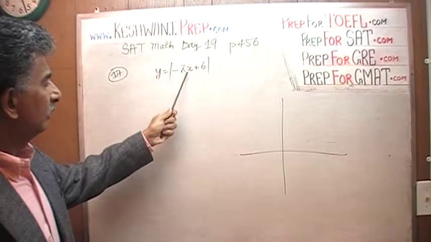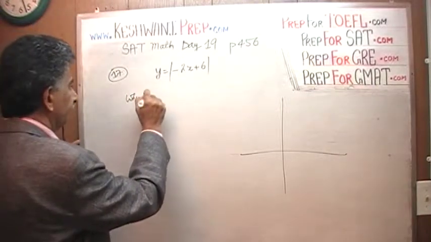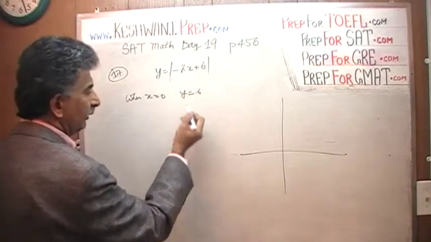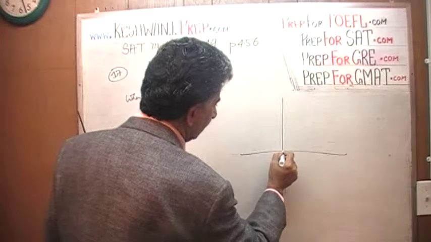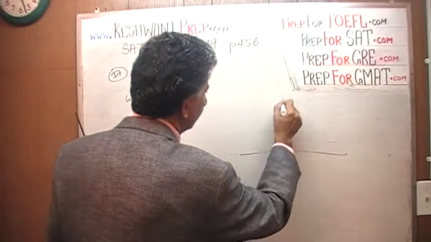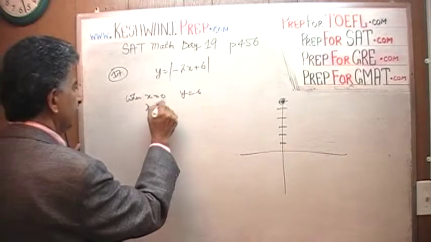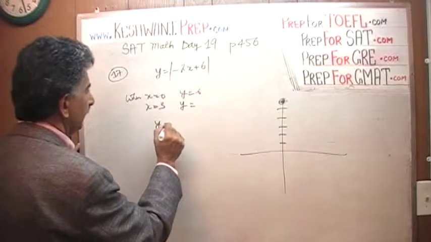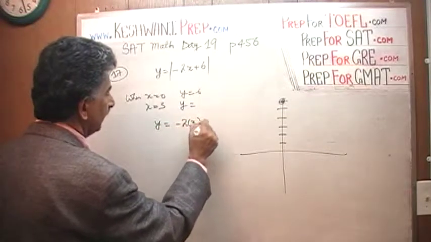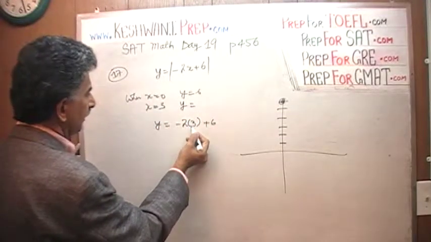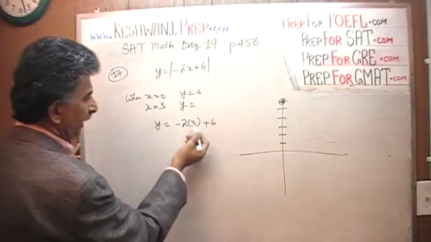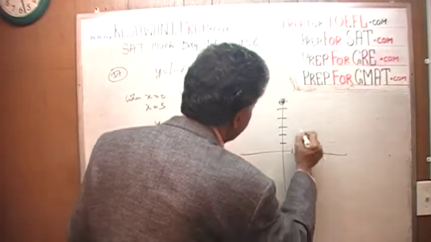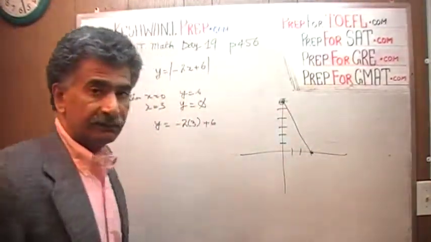When x is equal to 0, 0 times negative 2 is 0. y is going to be 6. So it goes through 0 and 6. 1, 2, 3, 4, 5, 6. When x is equal to 3, y is going to be negative 2 times 3 plus 6, which is 0. That part did not change. 1, 2, 3. You see, this portion of the story does not change.